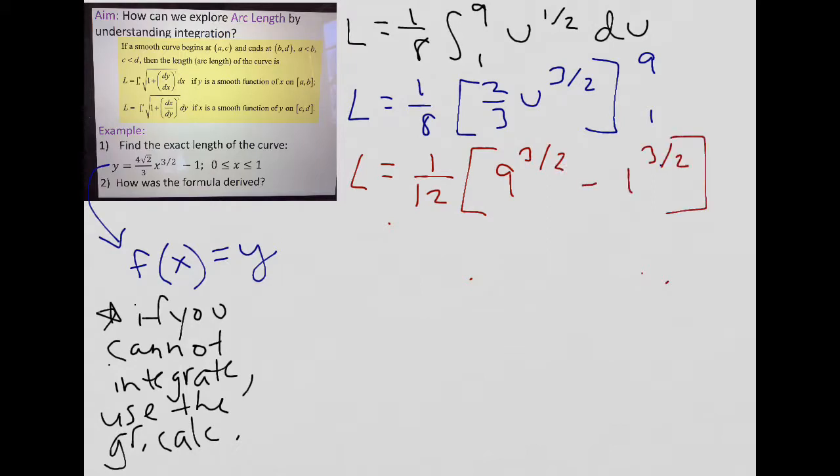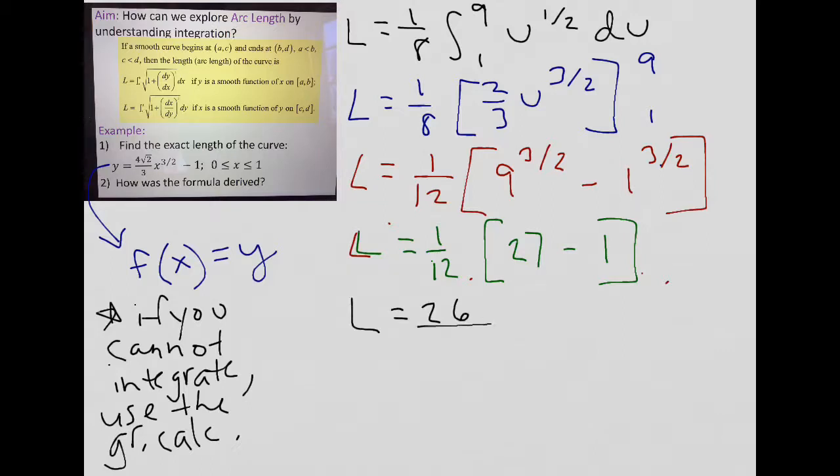Okay, and remember power over root. So I can take the square root of 9. Okay, so it's very easy. It's 3, and then 3 cubed would be 27. Okay, and the square root of 1 is 1, and 1 cubed is 1, or just, 1 to the 3/2 power is going to be 1. So we end up with 26/12, which we can obviously simplify a little bit because 2 goes into both.